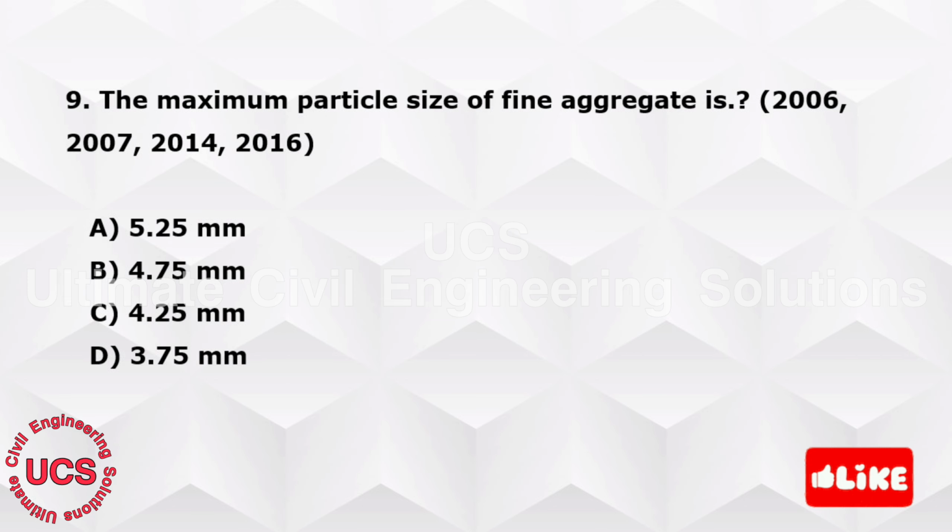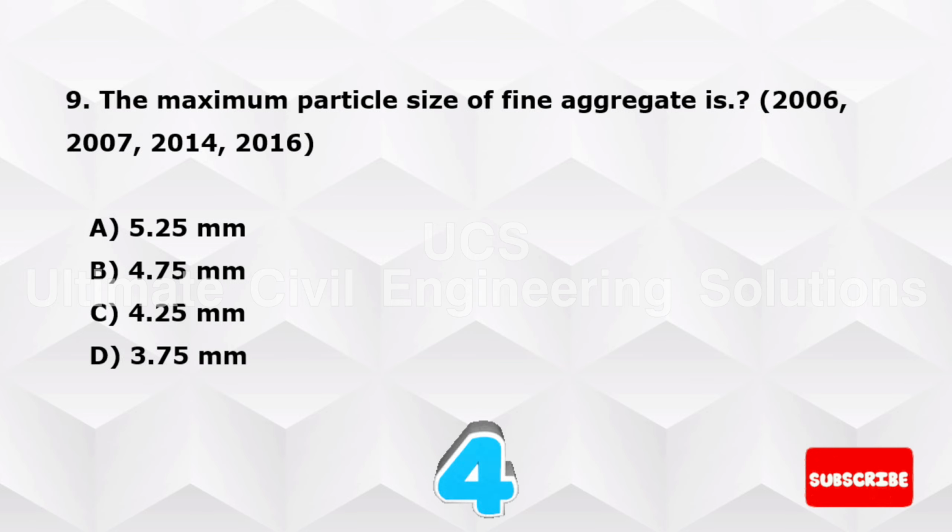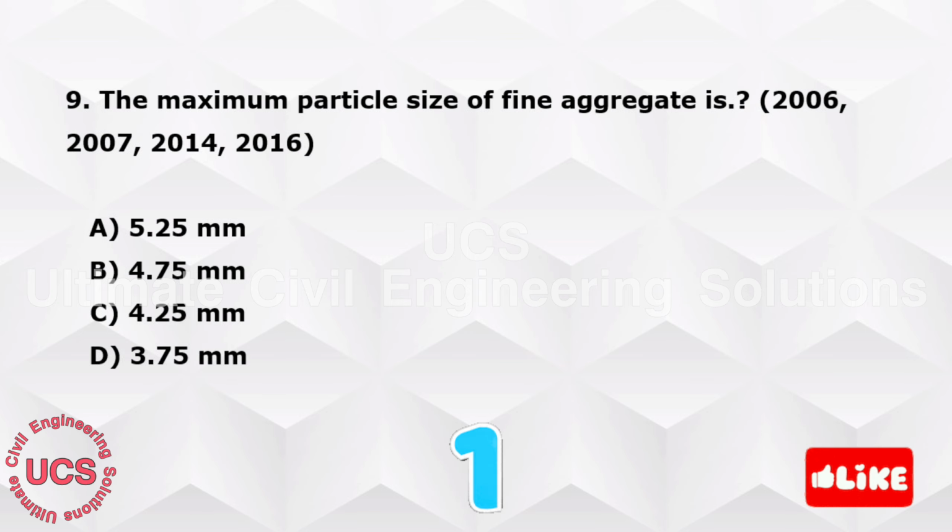Next question: the maximum particle size of fine aggregate is. Options are: option A, 5.25 mm, option B, 4.75 mm, option C, 4.25 mm, option D, 3.75 mm. Answer is option B, 4.75 mm.